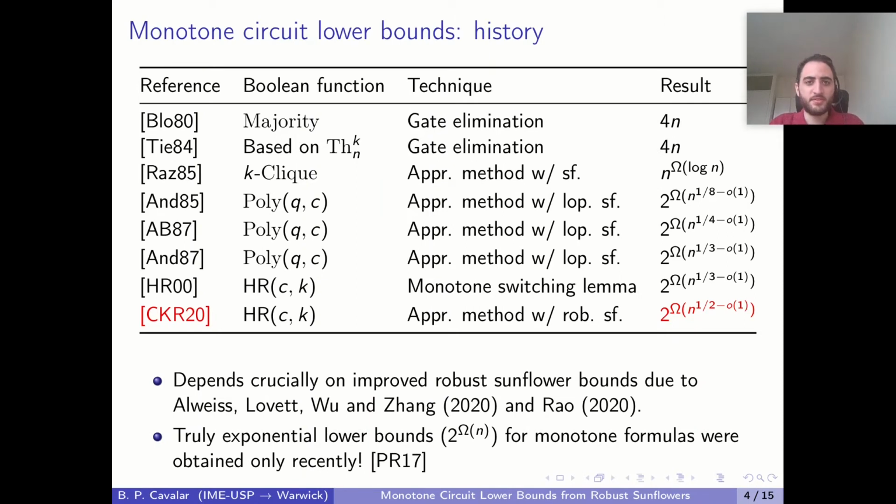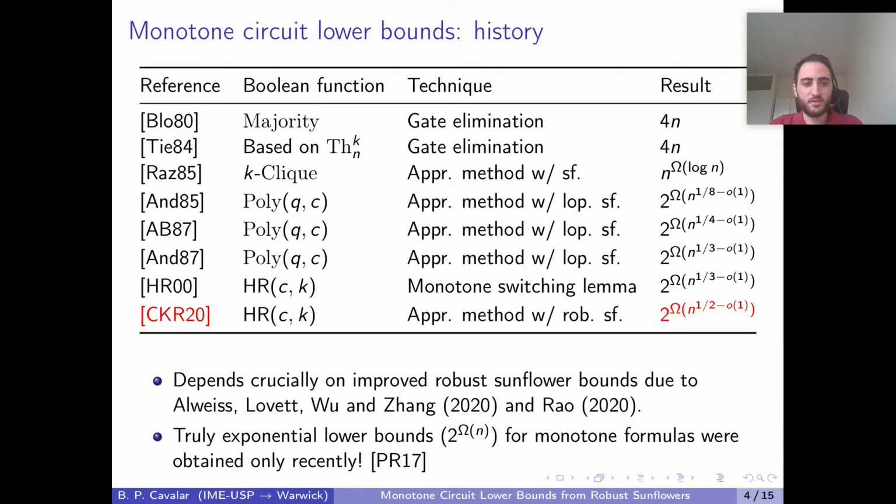So, a brief history of monotone circuit lower bounds. In the early 80s, the best lower bounds we had for monotone circuits were linear lower bounds. Then Razborov came and proved a superpolynomial lower bound for the k-clique function. To do that, he introduced the approximation method. After Razborov, people applied his technique to give even exponential lower bounds for a monotone Boolean function. This line of work culminated in 1987 with a work of Andreev, who gave an exponential lower bound in n to the 1/3.